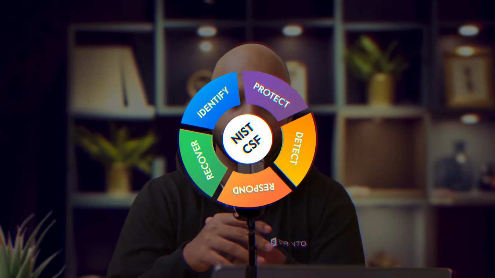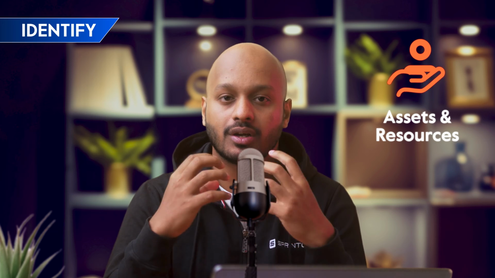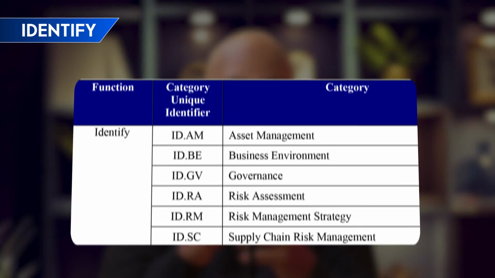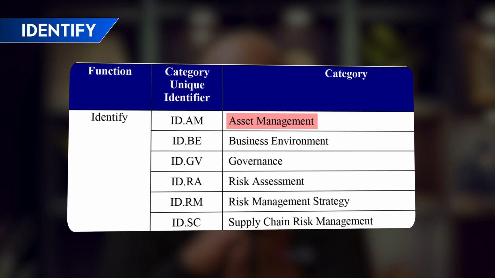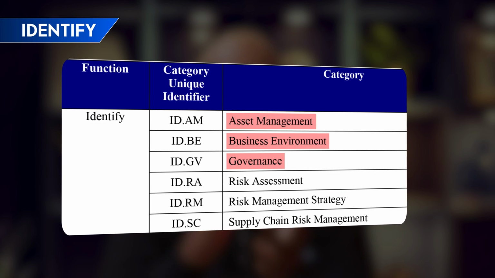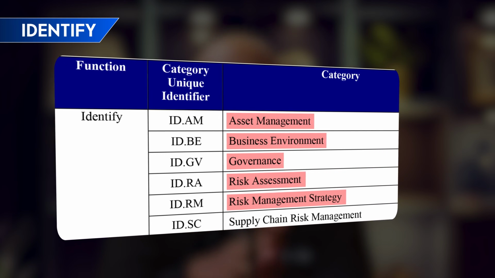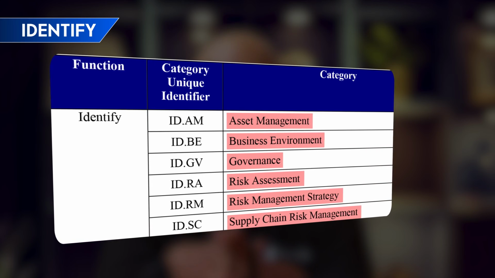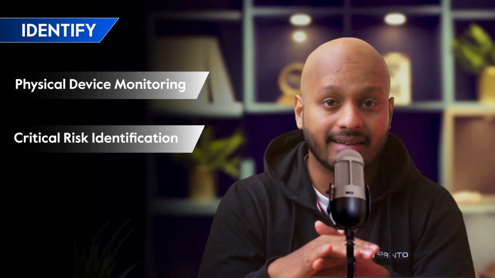Now that we have that theoretical knowledge, let's put it into practice and discuss the 5 functions of this CSF in detail. Number 1, identify. To protect against cybersecurity attacks, cybersecurity teams need a thorough understanding of what are the most important assets and resources to an organization. The identify function includes such categories as asset management, business environment, governance, risk assessment, risk management strategy, and supply chain risk management. Some of the controls under these categories include physical device monitoring, critical risk identification, cybersecurity role alignment, and more.